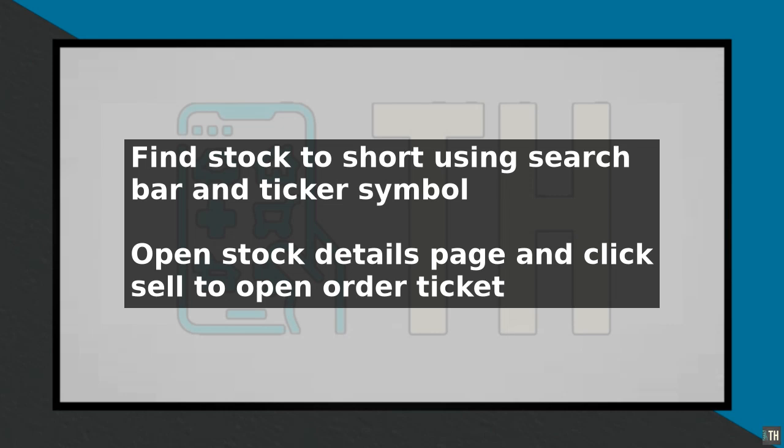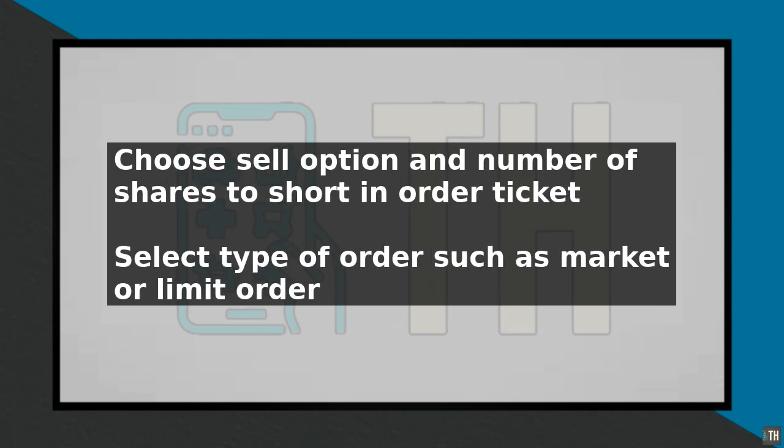Webull offers several types of orders, including market orders, limit orders, and stop limit orders. A market order will execute the trade immediately at the current market price, while a limit order will execute the trade at a specified price or better.